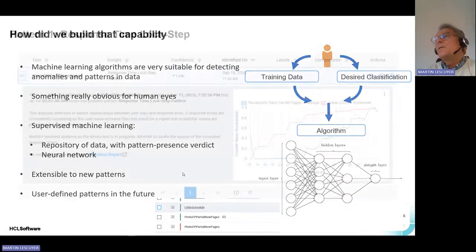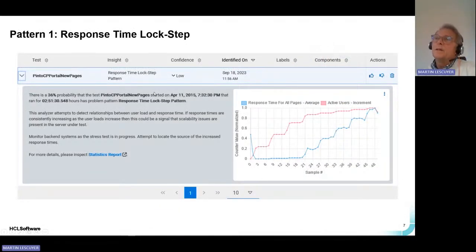And so to start with, we've been delivering three main patterns. The first one is the response time lockstep, which is the one we just saw, for example. So you have the user load and you have the response time, which is going up associated with the user load. Your test might be green, but you understand that it might not be scalable. So maybe it's normal, maybe it's managed. Maybe you can say, no, that's normal, but at least the tool is pointing out that your data contains this pattern.